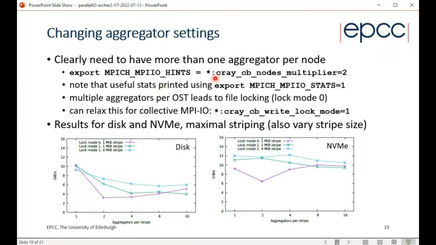which you can set. So it's a really kind of nasty one. This is saying for all files. So MPICH MPI-IO hints is an environment variable. It's saying for all files.